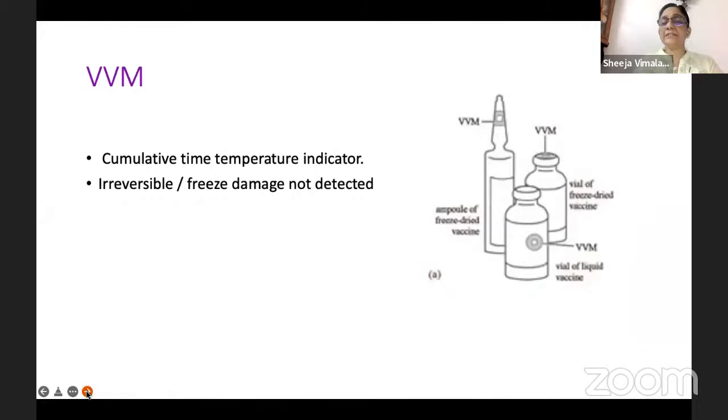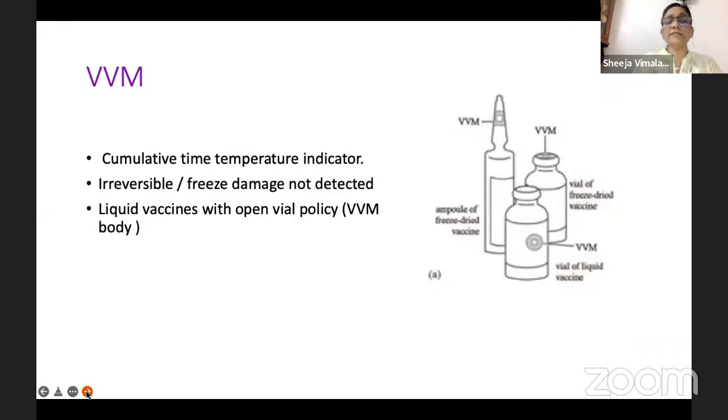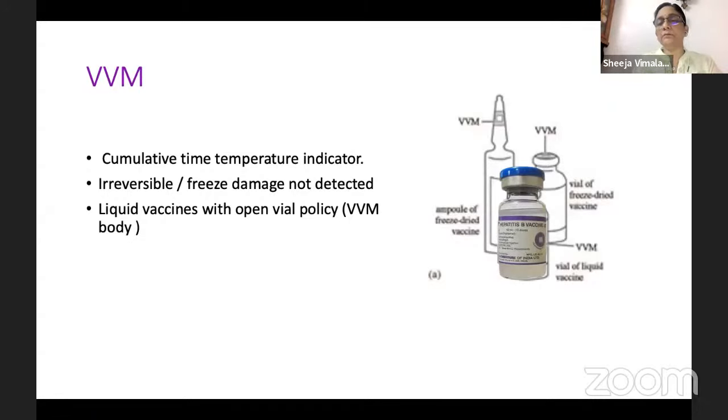But there is a science behind where the VVM is stuck. If it's a liquid vaccine, which has an open vial policy, like your Pentavac vaccine, it is usually in the body of the vaccine. That means this vaccine can be reused up to 1 month if the temperature stability as well as some sterile precautions have been taken, then it can be used. So for open vial policy vaccines, the VVM is in the body.